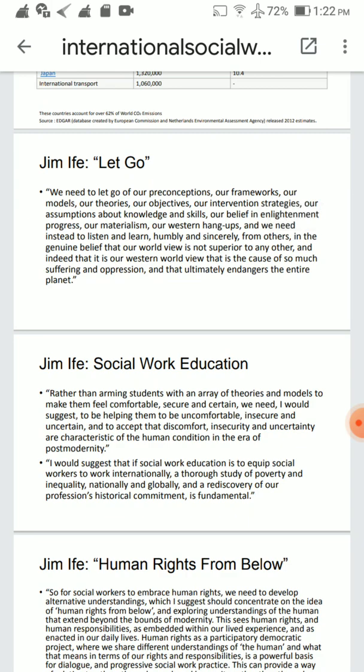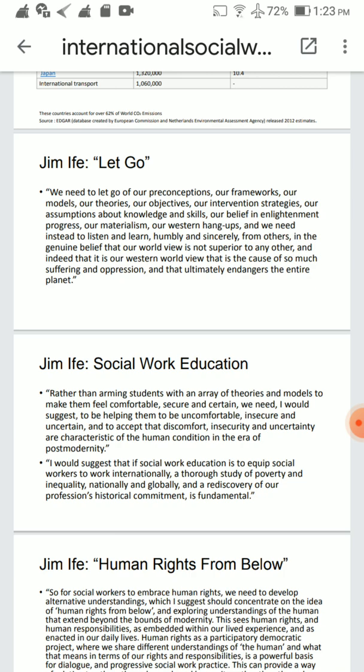Social work education, rather than arming students with an array of theories and models to make them feel comfortable, secure and certain, I would suggest, needs to help them to be uncomfortable, insecure and uncertain, and to accept that discomfort, insecurity and uncertainty are characteristic of the human condition in the era of postmodernity.